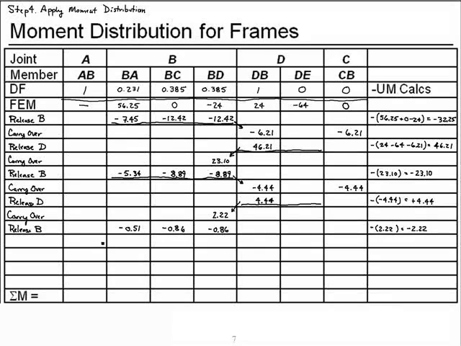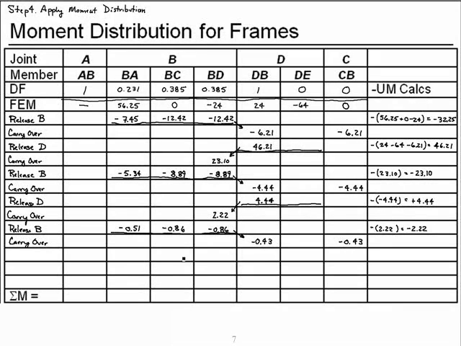Then I clamp down that node. Once again, it is in equilibrium, but I have carryover. None to A, but to the other end of member BD, I carry over a negative 0.43, and to the other end of member BC, a negative 0.43 foot kips. An important question is, when do we stop?